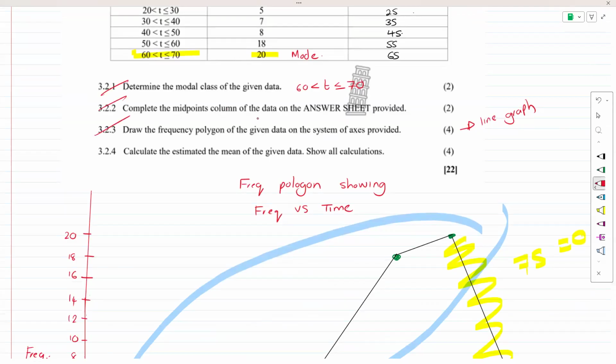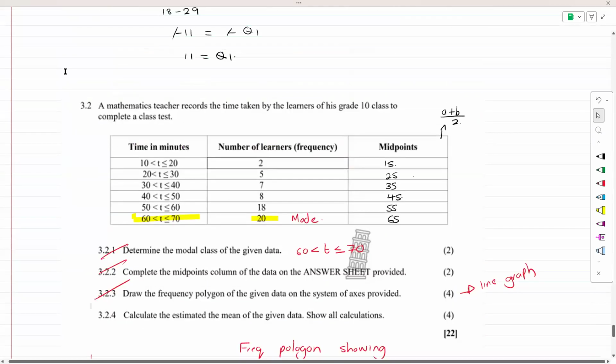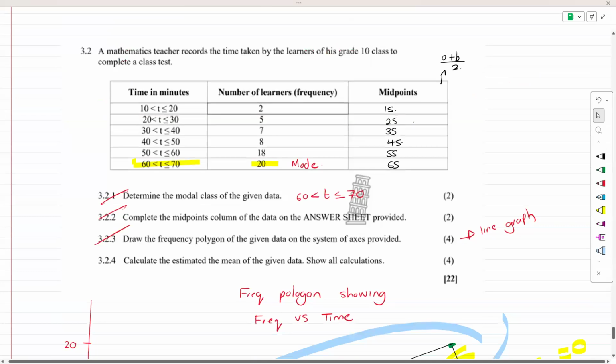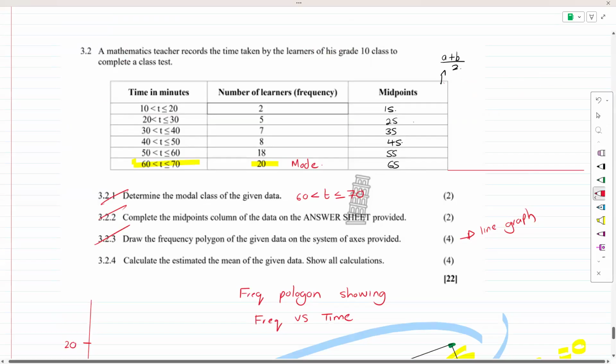Calculate the estimated mean of the given data and show how it was calculated. Now, guys, the best way to do the estimated mean for any question like this is to always do midpoint times frequency. Okay, so if you do midpoint times frequency, the rest of this is quite simple then, right?